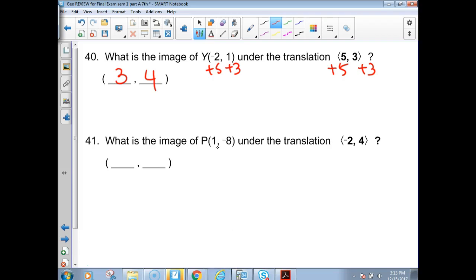What's the image of P at (1, -8) under a translation of (-2, 4)? Well, you're going to subtract 2 and add 4. 1 minus 2 would be -1, and -8 + 4 is -4. There's your new location. Okay, so just put the vector underneath the point and combine.